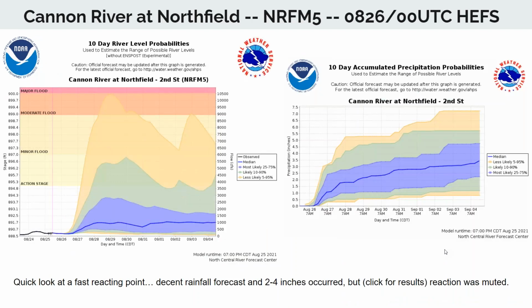We'll take a look at the Cannon River. I did this one on a single slide as well. The precip forecast for this area was around, the most likely category was in the 2 to 2.5 inch range, and did have some potential for some pretty decent rises with that.